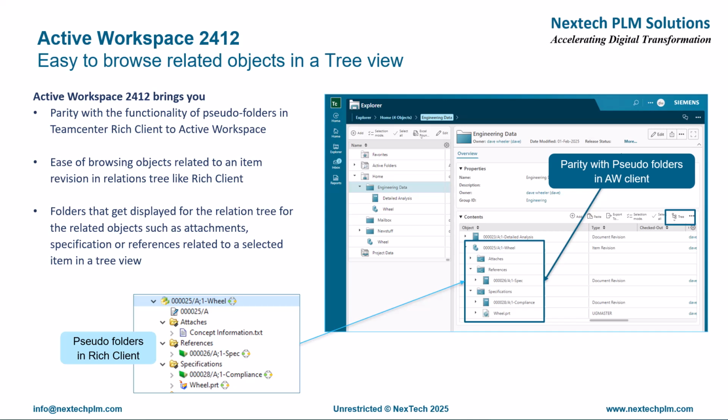Active Workspace 2412 brings us several interesting improvements. What you see here is, this release enables you to easily browse the related object in tree view like what you had in Rich Client along with pseudo folder. Now you have new tree view option to traverse related data, where data is displayed under the pseudo folders for the related object. This made traversing and understanding data much easier.